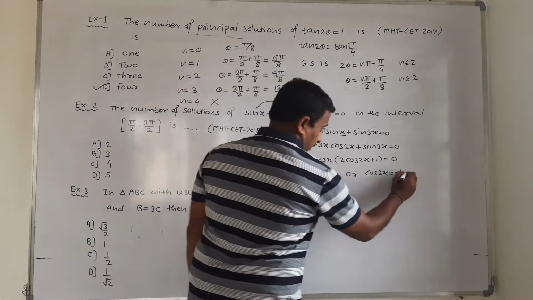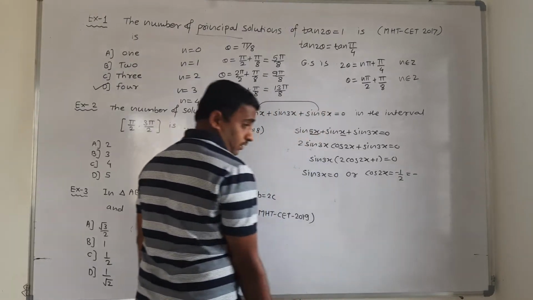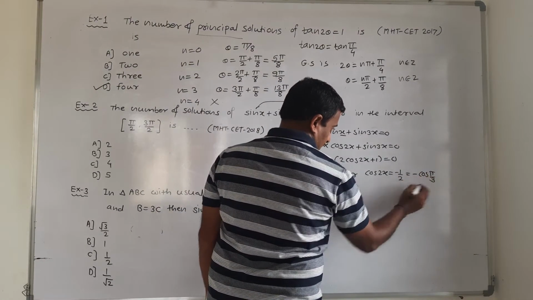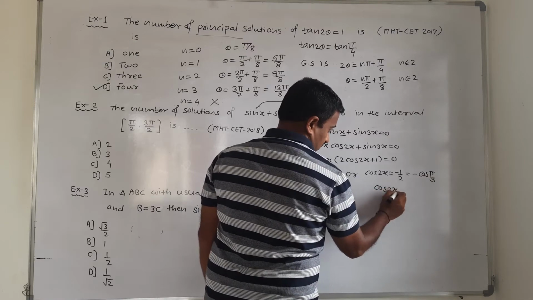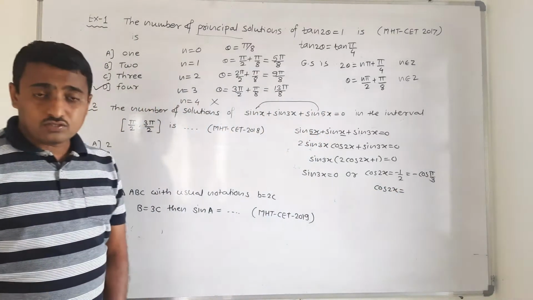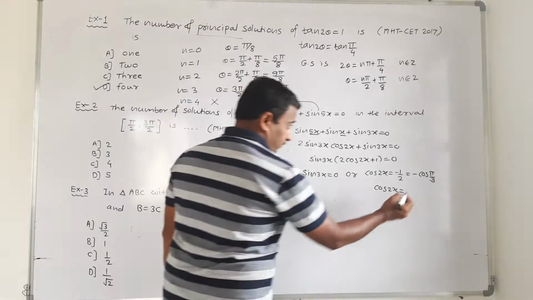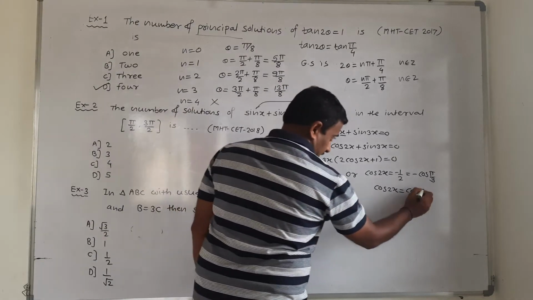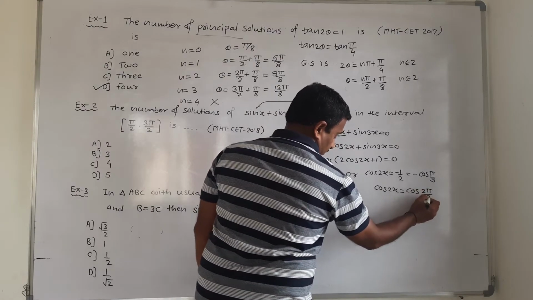Minus 1 by 2, for 1 by 2 it is pi by 3, cos pi by 3. In the second quadrant cos is negative, therefore I write cos 2x is equal to minus cos theta, that is cos of pi minus theta. Therefore instead of this I write cos of pi minus pi by 3, that is 2 pi by 3.